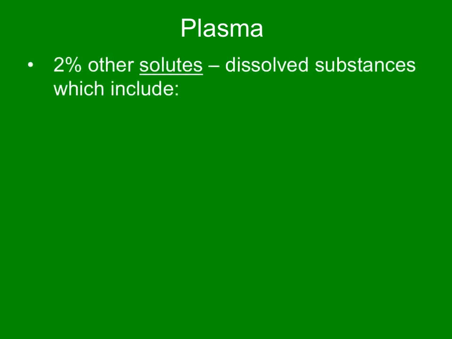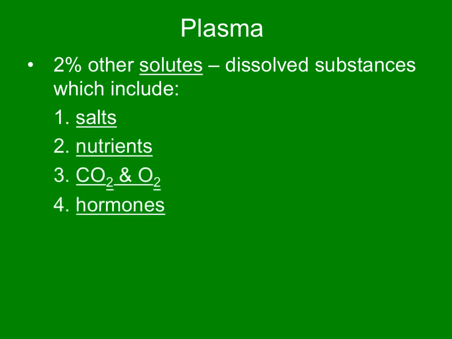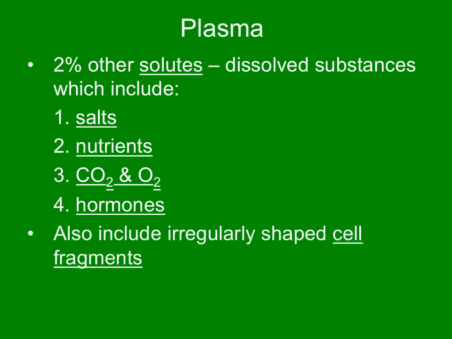The other 2% is solutes, which include things like salts, nutrients, carbon dioxide and oxygen, as well as hormones. So this is kind of the other things that are dissolved in. In addition, a very tiny percentage of the plasma are cell fragments that are kind of floating around. As cells die and are broken down in our recycling system within our bodies, some of those cell fragments and pieces actually get moved around within the blood to go to some of the different areas that recycle different components.